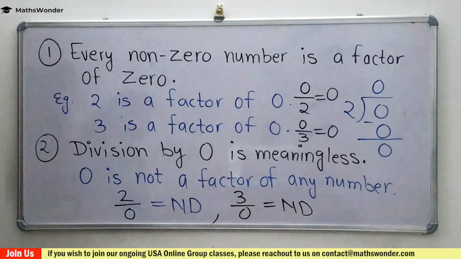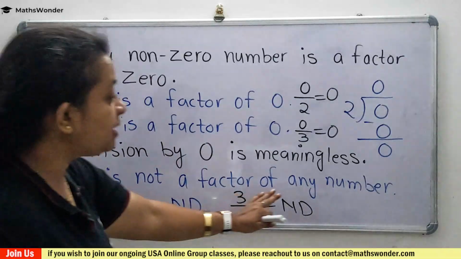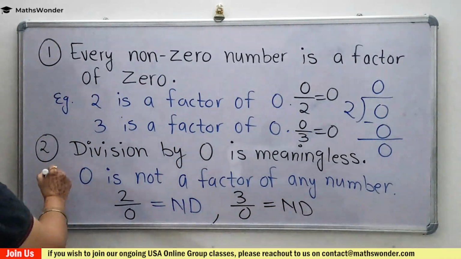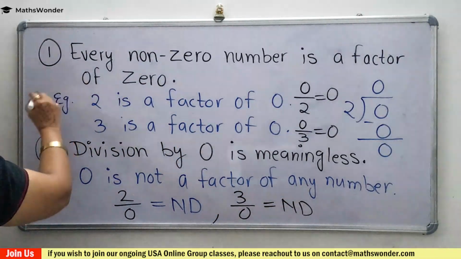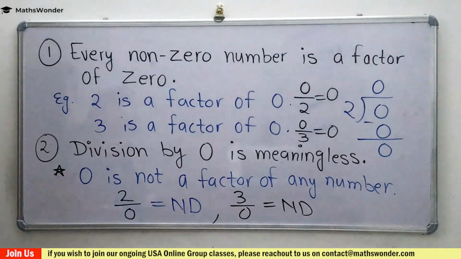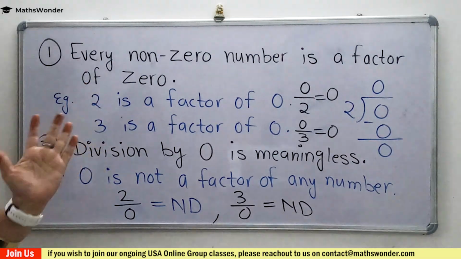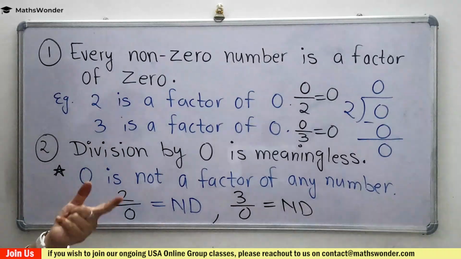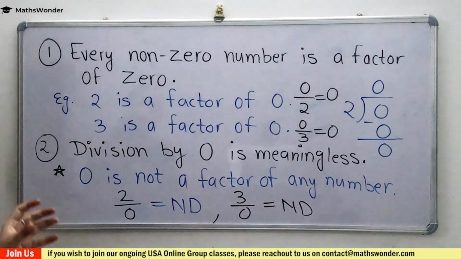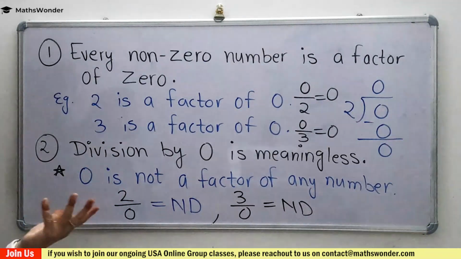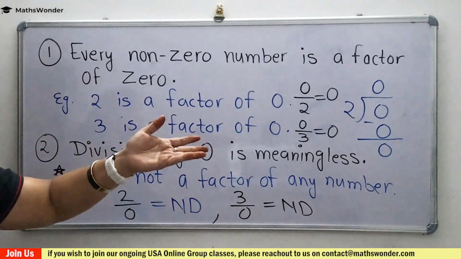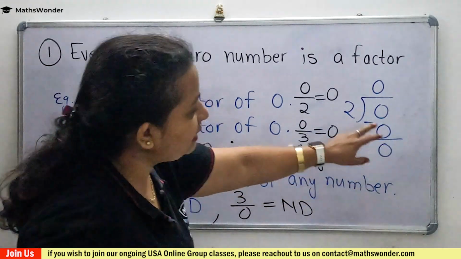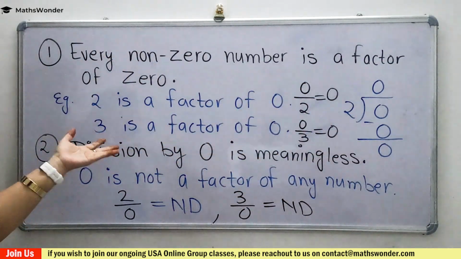0 is not a factor of any number. Star mark, it is a very, very important concept, and generally students get confused between these two concepts. It is based on division. So what is a factor? A factor is based on division. If we find 0 as the remainder, that means it is a factor of the number.